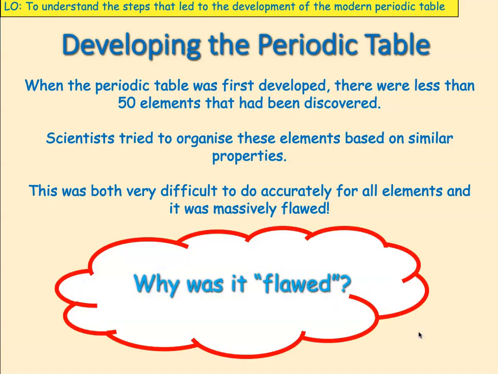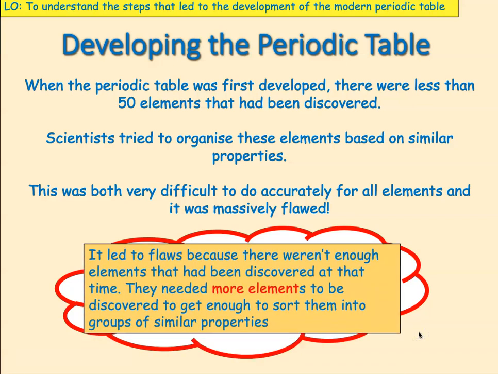So why do you think there were lots of mistakes in their first attempts? Right, it was flawed because there weren't enough elements for them to do it properly. They needed more elements to get more data and to be able to do it properly.